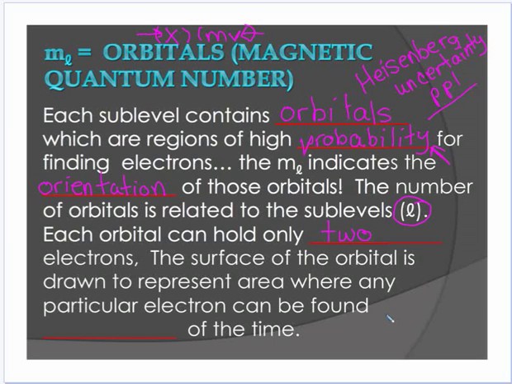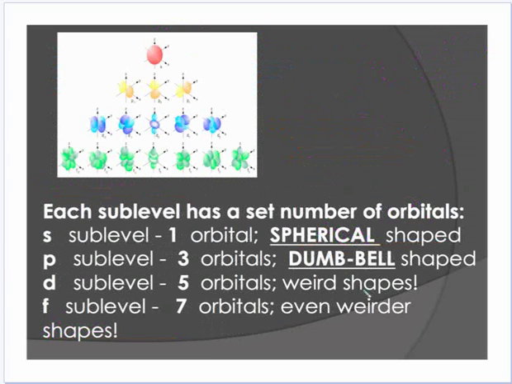The surface of the orbital is drawn to represent the area where a particular electron can be found most of the time. So, an orbital is a region in space where there's a 90% probability of finding an electron with a given energy. You want me to say that again faster? An orbital is a region in space where there's a 90% probability of finding an electron with a given energy. So, 90% probability.